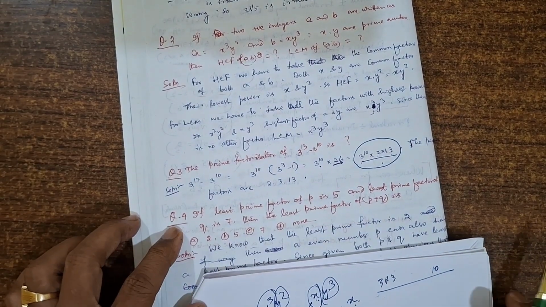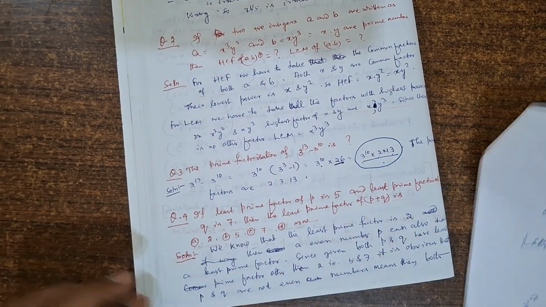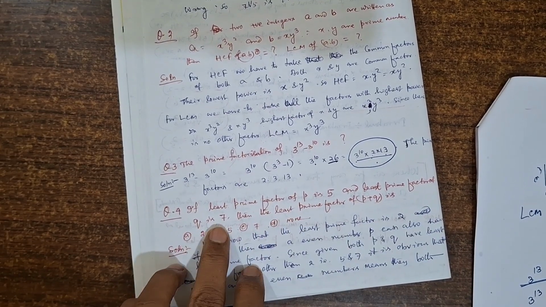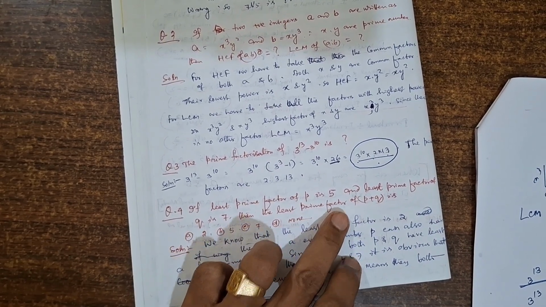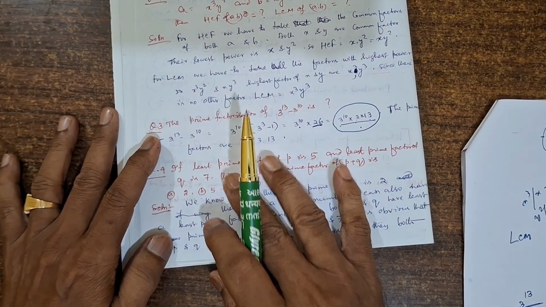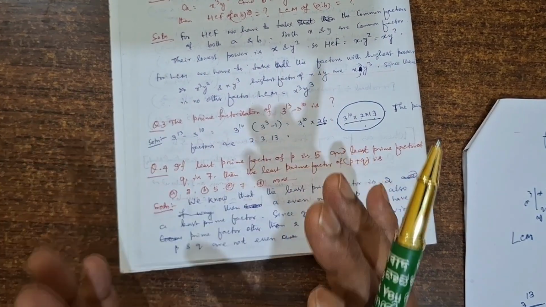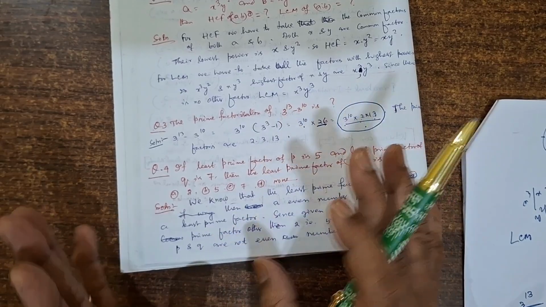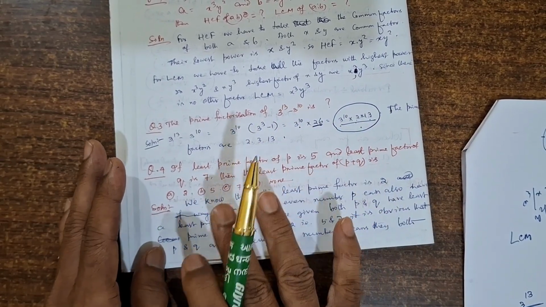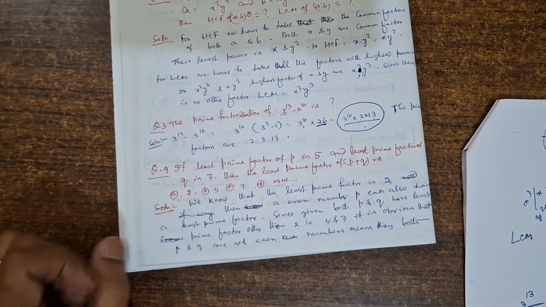Now question number 4. If the least prime factor of p is 5 and the least prime factor of q is 7, then the least prime factor of p plus q is this. So it is somewhat a technical question. You have to apply some IQ or thinking power or imagination. First, read the question twice. What is given.